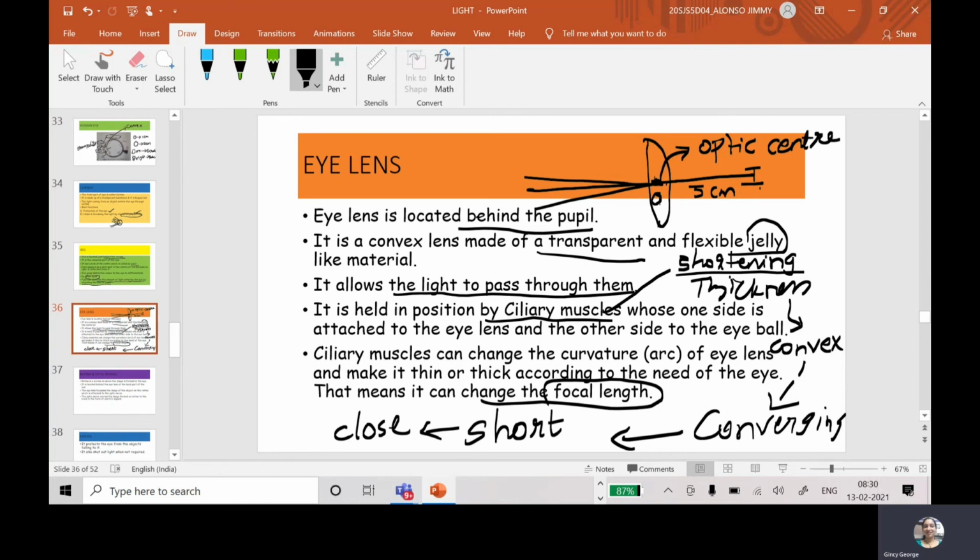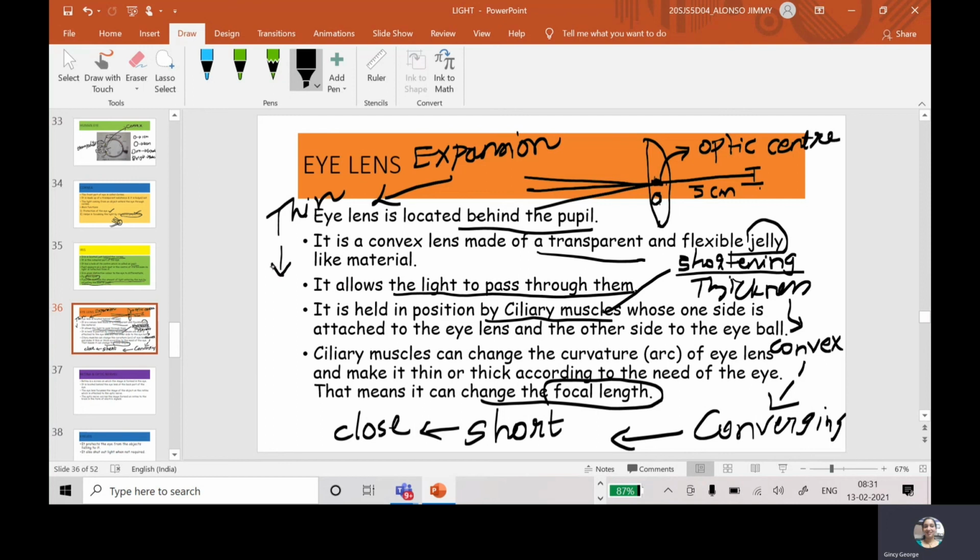What is the second action? Expansion. The second action is called expansion of ciliary muscles. Expansion. So expanding means what happens? The thickness changes to a thin lens at the center. It makes thinness at the center of the eye lens.